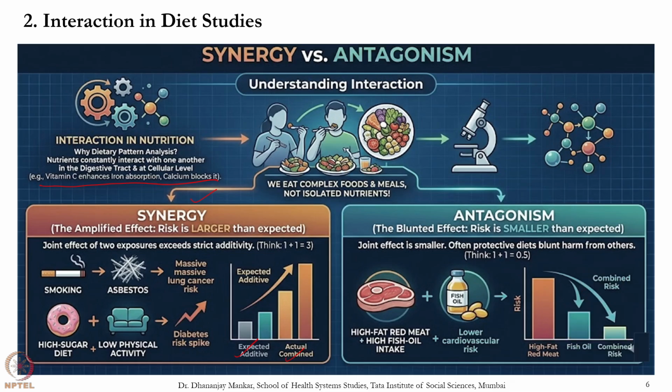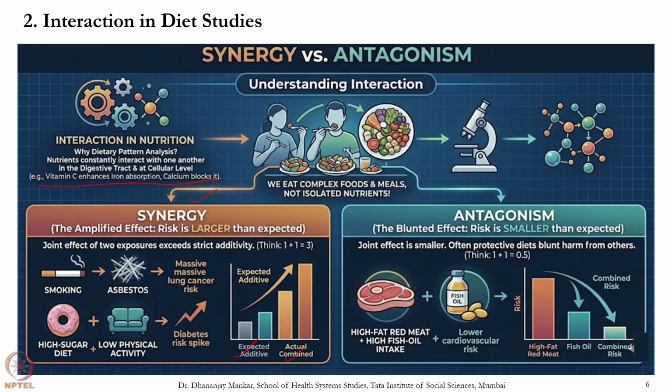Okay. Antagonism is to be understood here as a blunted effect, where the risk is smaller than expected. So you may say the joint effect is smaller. No association can be seen with the joint exposure, whereas in the first case of synergy it is seen. Often a protective diet blunts harm from another, that is, 1 plus 1 is equal to 0.5.